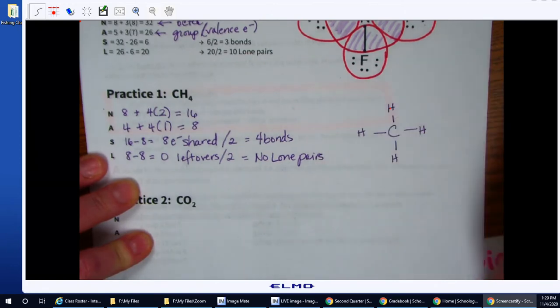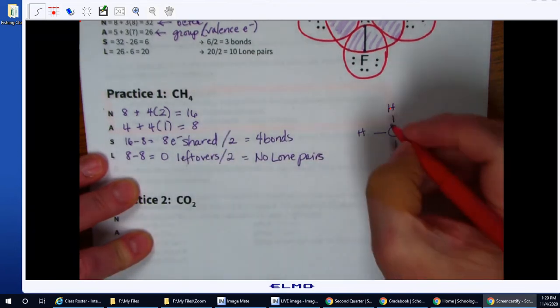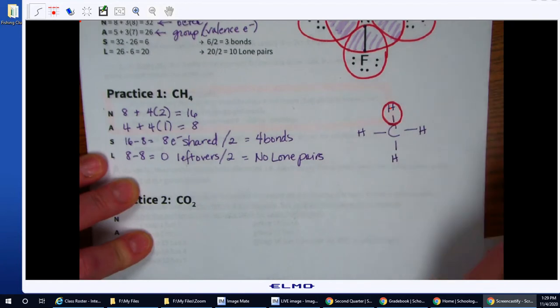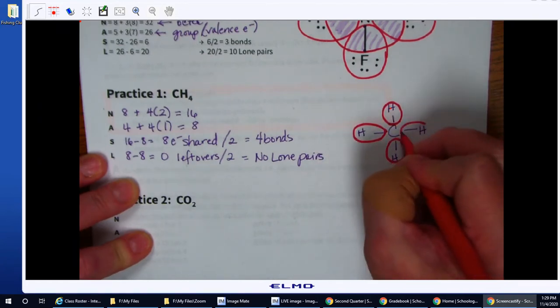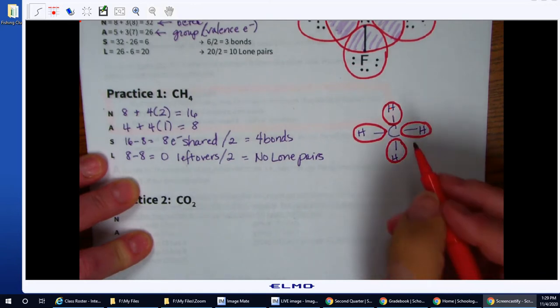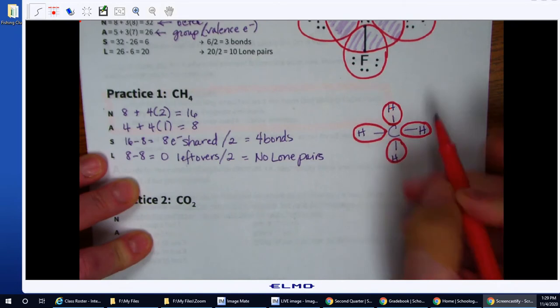And guess what? I have 4 hydrogens that bond accordingly. Now there's no lone pairs. Why are there no lone pairs? Well, because hydrogen only needs 2. And notice, I've already satisfied that. Carbon, on the other hand, needs 8.